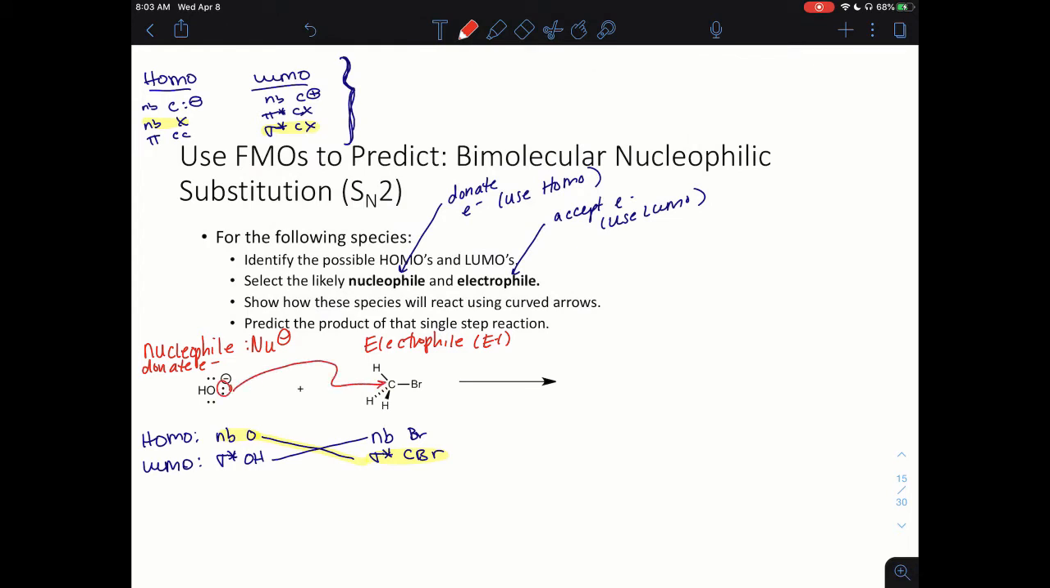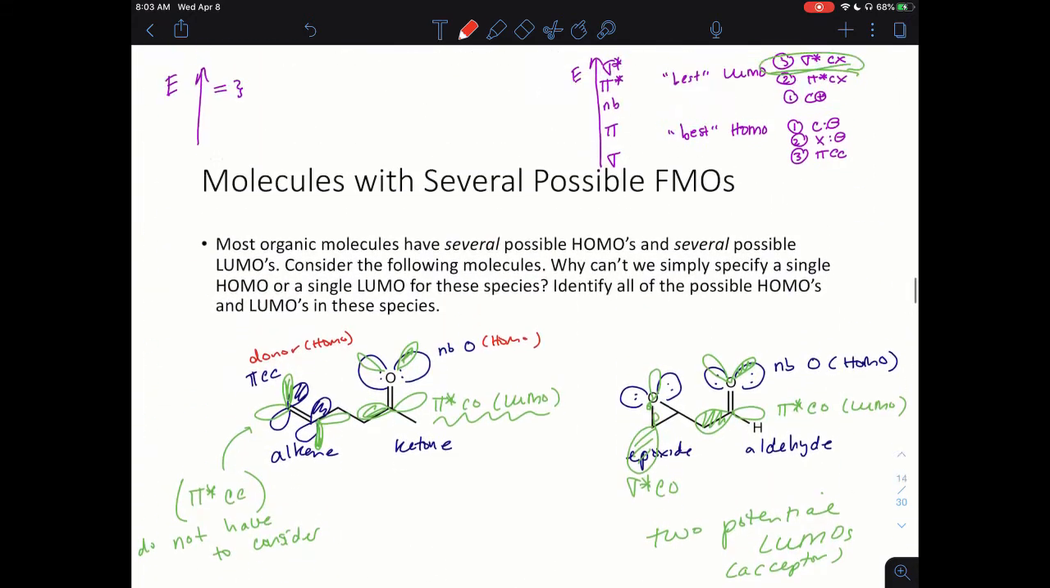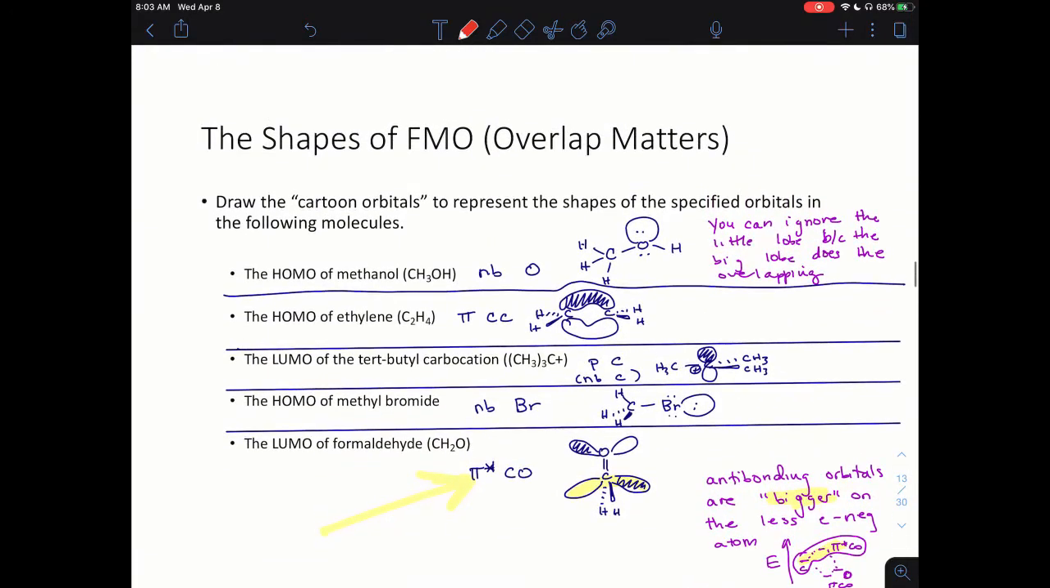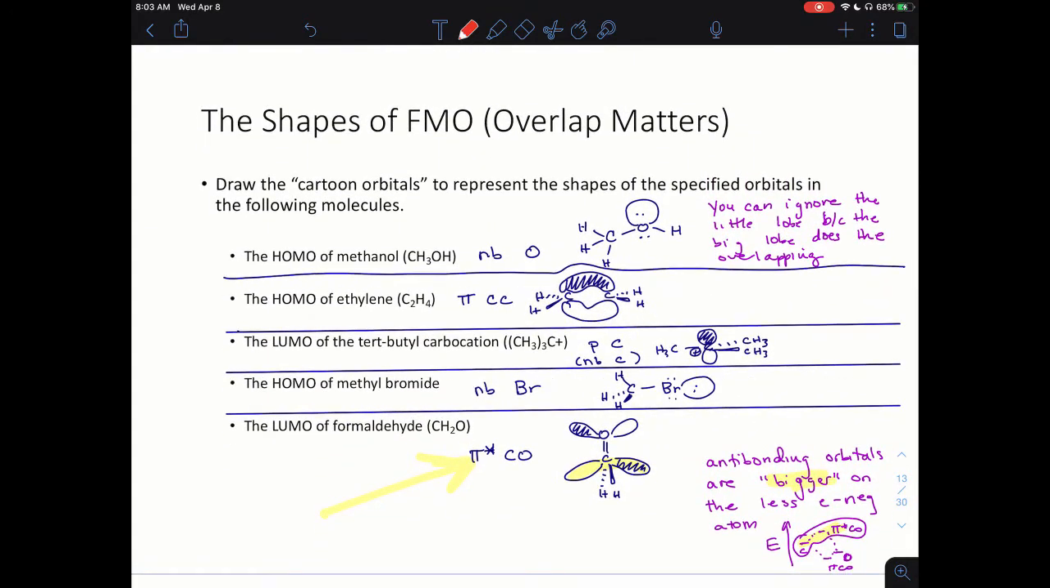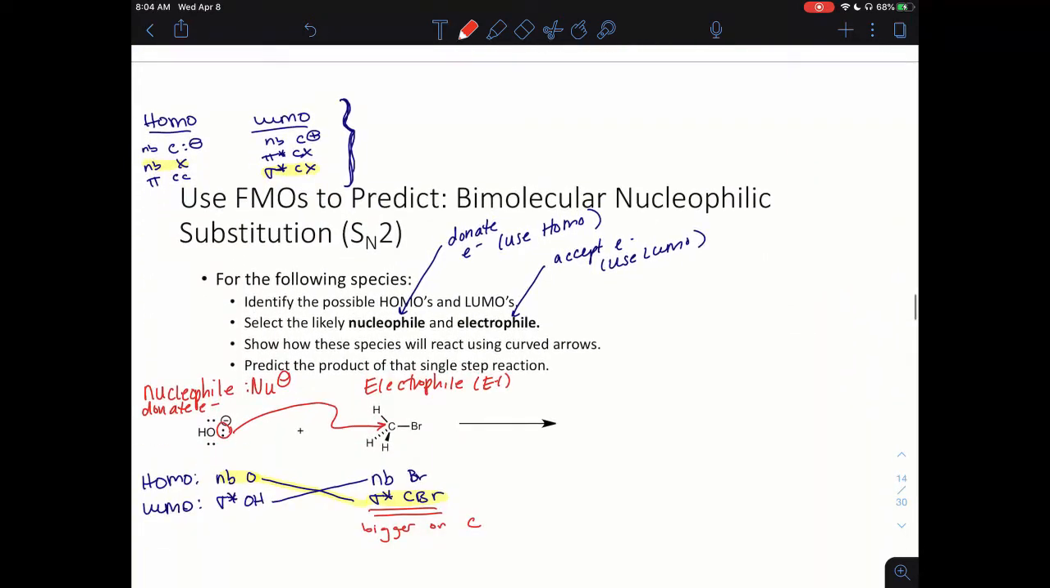So you're going to start your curved arrows at the nucleophile and you're going to point to where they're going. So they're going to sigma star CBr, which you know is bigger on carbon because carbon is the less electronegative atom. And we just discussed antibonding orbitals are bigger on the less electronegative atom. So when we fill an antibonding orbital, so we filled sigma star CBr, that breaks a bond. So filling sigma star CBr breaks sigma CBr.